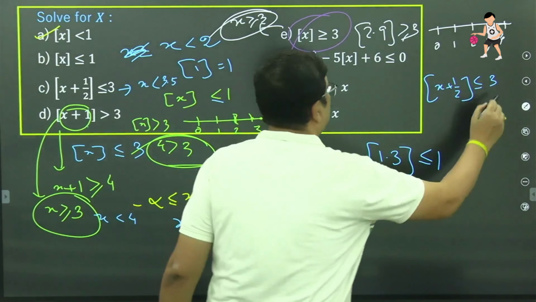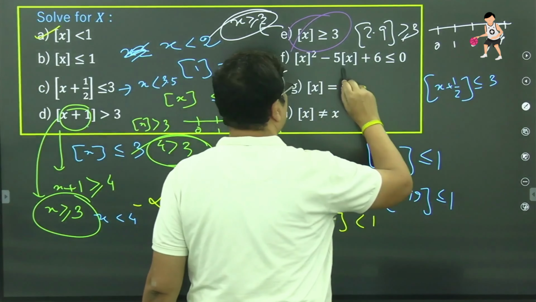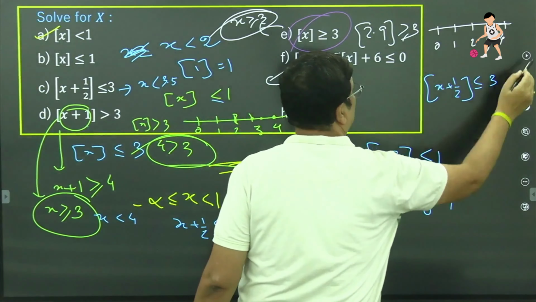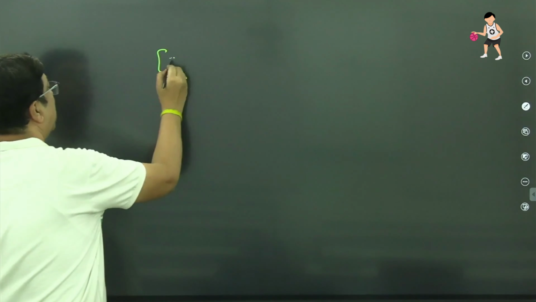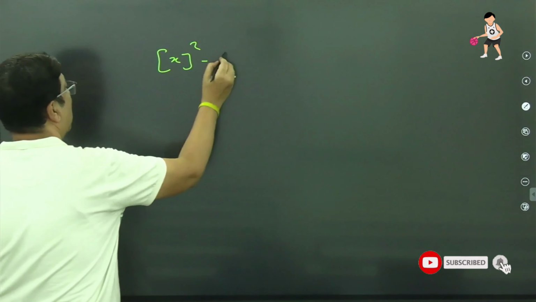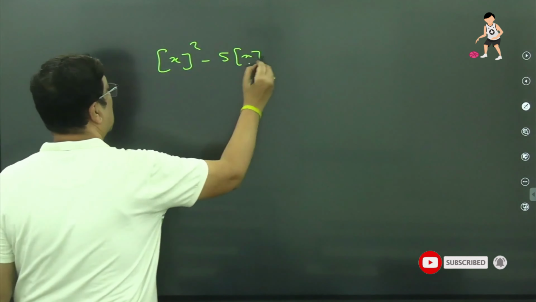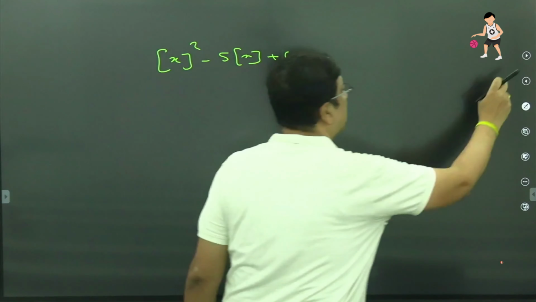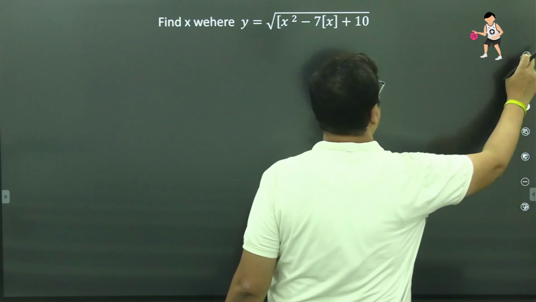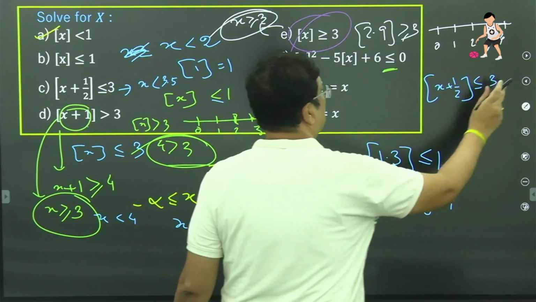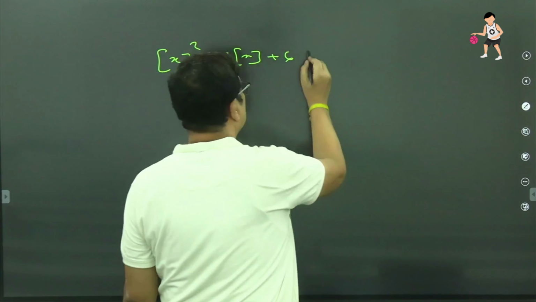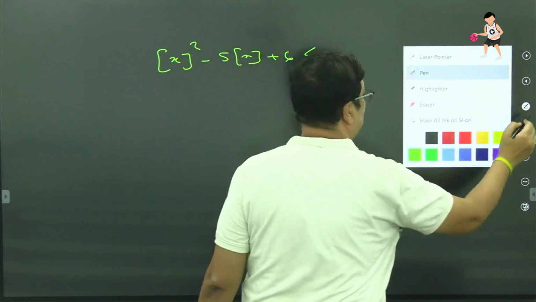Let's see this: floor x square minus 5 floor x plus 6. Let's solve it. So floor of x square minus 5 floor x plus 6, what is it? This is less than or equal to 0. Okay. So this is less than or equal to 0. Then what to do, everybody?